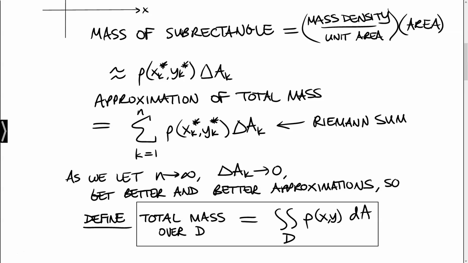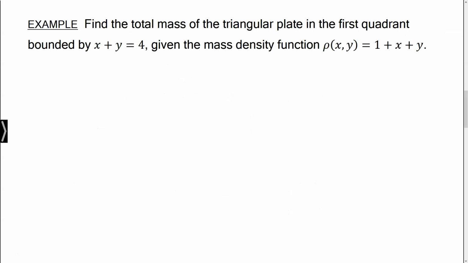All right, so let's look at a couple examples. We're going to find the total mass of the triangular plate in the first quadrant bounded by x plus y equals 4, given the density function 1 plus x plus y. So first let's make a quick drawing of this. Okay, and we've got rho of x, y is 1 plus x plus y.